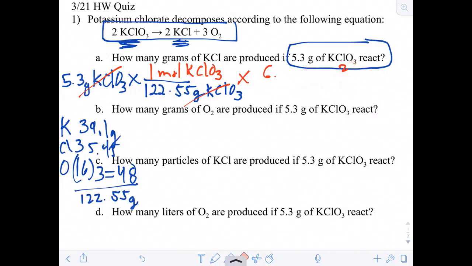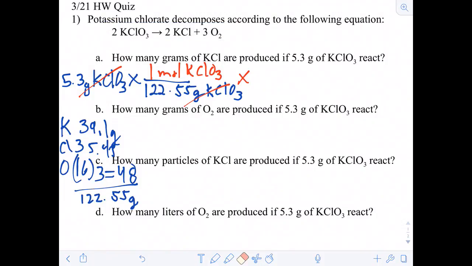So don't do that step on this problem anyway. Everybody with me so far? So right now my unit is moles of potassium chlorate, and I'm trying to go to grams of potassium chloride. That's my goal. So how do I get to grams of potassium chloride? What's my next step, Allie? Would you do 2 KCl over 1 mole? Very close. Very close. Exactly.